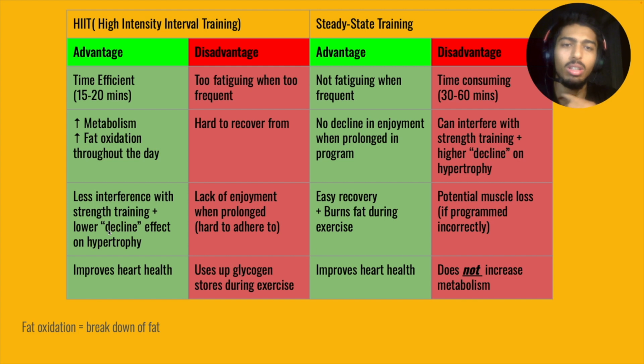Now, a great reason why I also include HIIT is that it has a lower interference to strength training, and it doesn't have a strong effect on hypertrophy. It doesn't decline any effect on hypertrophy, which is great. And that's one of the biggest issues with cardio, or overdoing it with cardio, that it can come and overlap with your progress when it comes to hypertrophy. Now, it also obviously improves heart health because it's cardiovascular training.